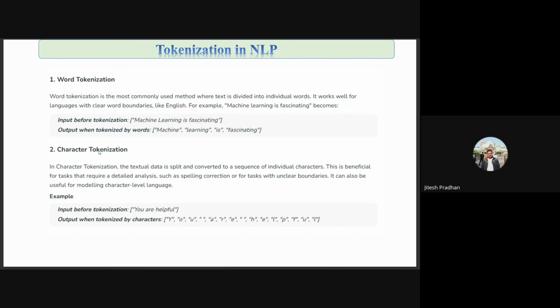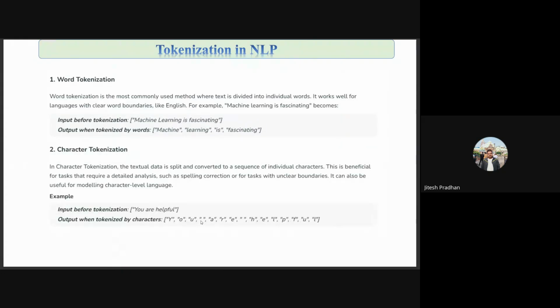Now, in character tokenization, rather than dividing into word level, we will divide into character level. Okay, the textual data will be split and converted to a sequence of individual characters. That is called character-level tokenization. Okay, now look at it there. We have this: you are helpful. So literally it will be written out character by character. Okay, now it will also be helpful in case even spaces are there. Look at here.